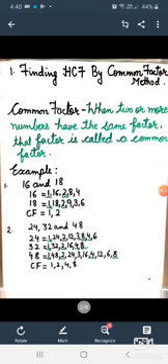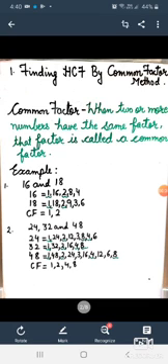Now here the question arises, what is a common factor? When two or more numbers have the same factor, that factor is called a common factor. Let us understand with the help of the given example. In first example, the given numbers are 16 and 18.